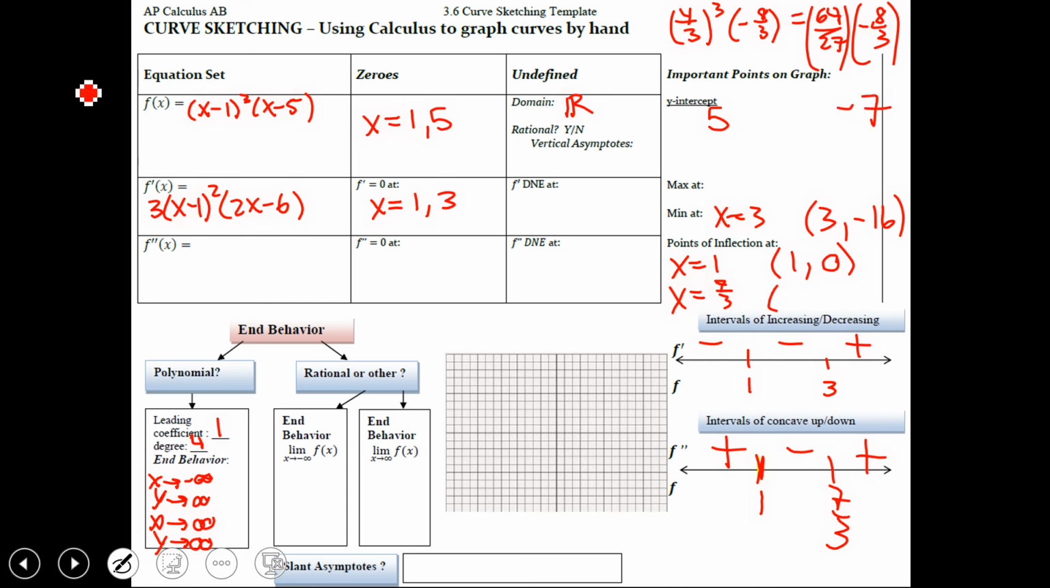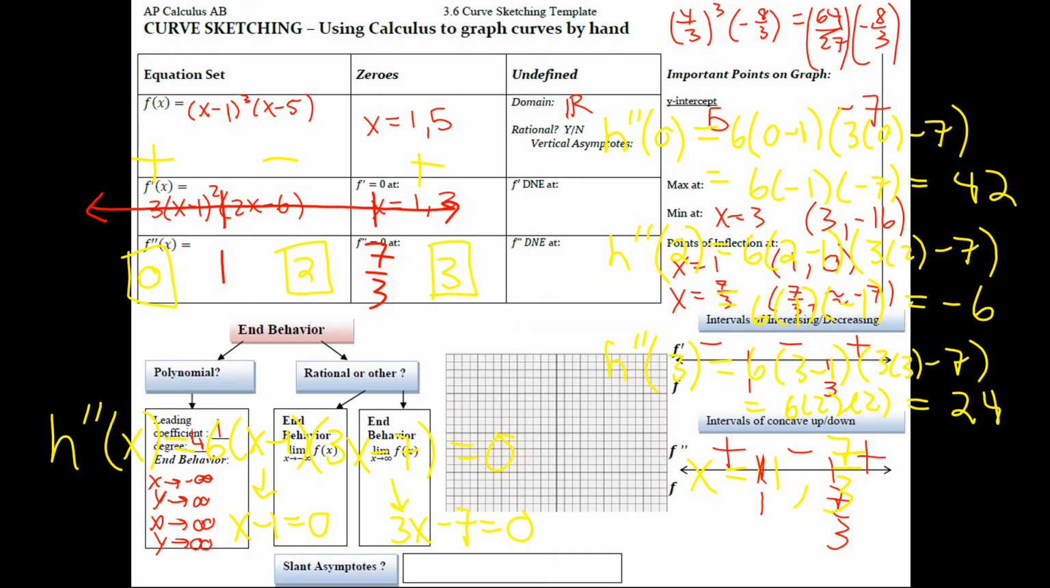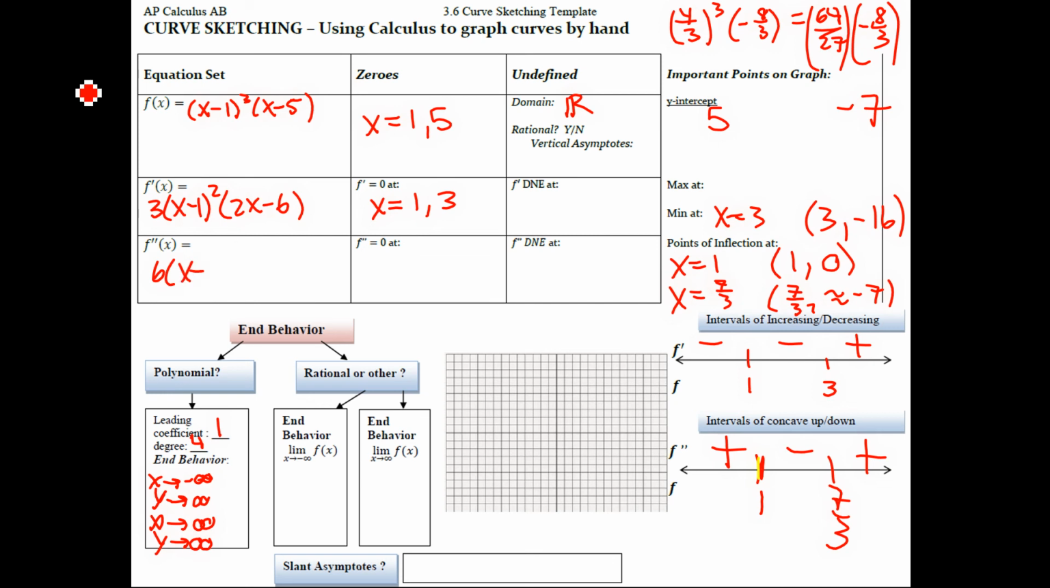Okay, so we want to start putting that information together. So 6 times x minus 1 times 3x minus 7. We know that we had those equal 0 and x equaled 1, and it's 7/3. And so at this point, we've done a lot of work, and so we have all the information that we need to go forward. So let's start putting down the points that we know that exist. I know that my first thing is that x equals 1 and x equals 5 are my x-intercepts.